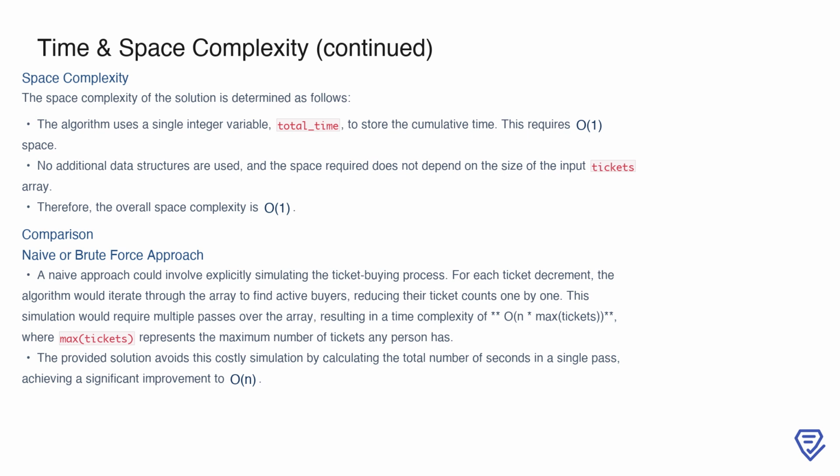To put this in perspective, consider a naive or brute force approach. Such an approach might involve explicitly simulating the ticket buying process by decrementing ticket counts one by one and iterating through the array repeatedly. This would result in a time complexity of O(n * max_tickets), where max_tickets is the highest number of tickets held by any person. Our solution avoids this inefficiency by calculating the total time in a single pass, reducing the time complexity to O(n), and maintaining the optimal space complexity of O(1).